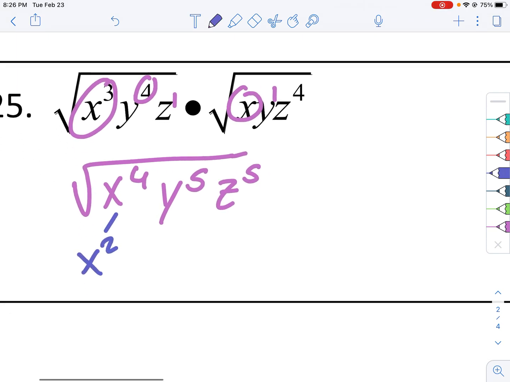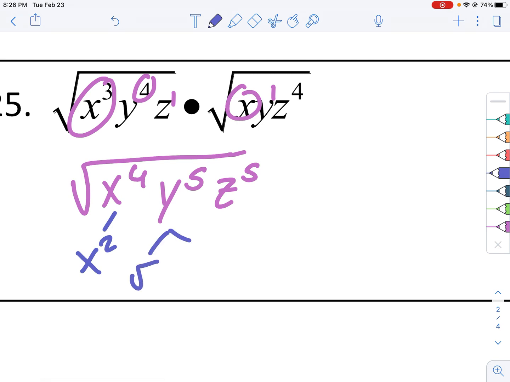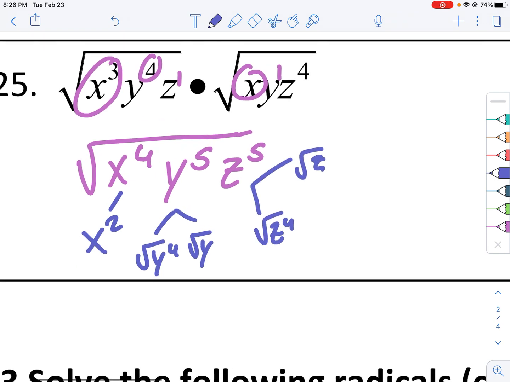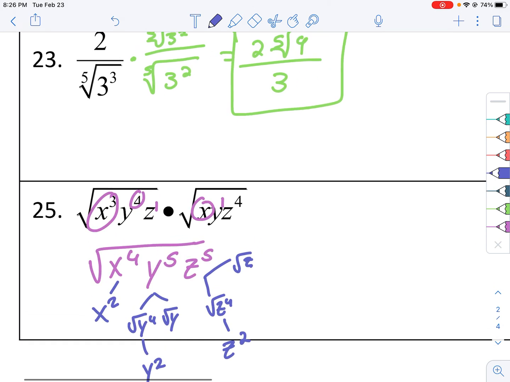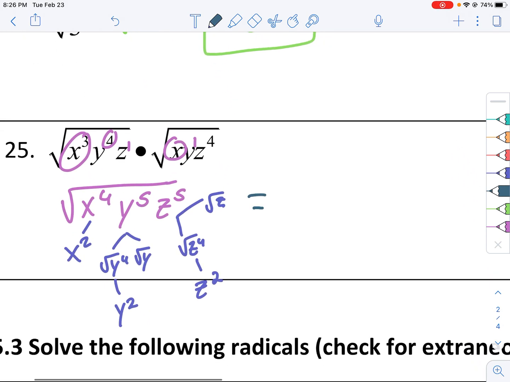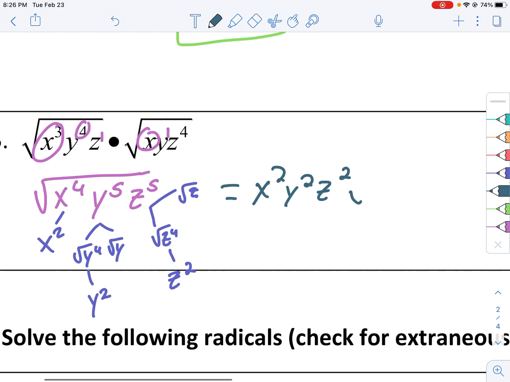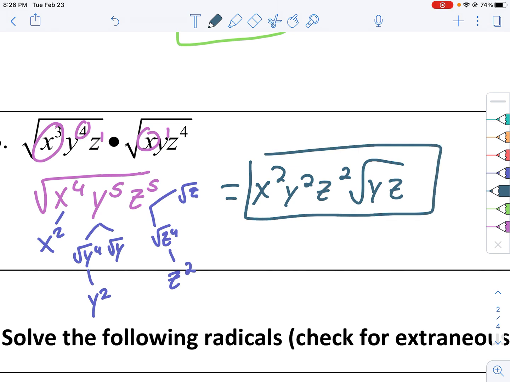X to the fourth is going to come out and become x squared. This is square root y to the 4 times square root y. And this is square root z to the 4 times square root z. Y to the 4 becomes y squared. Z to the 4 becomes z squared. So then our final answer is all of the things outside. So x squared, y squared, z squared. On the inside, just square root y and z are the only thing left in the radical.